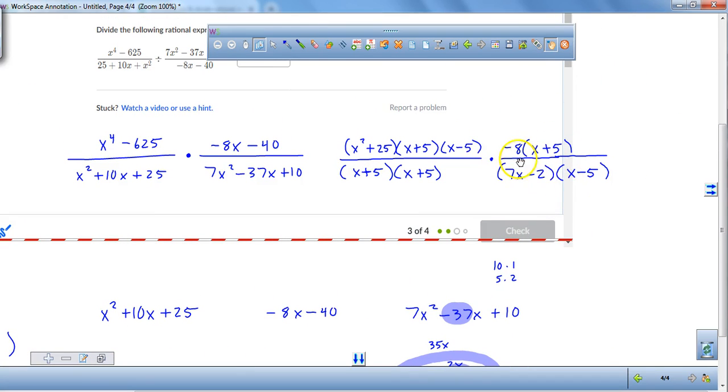So here we go. Now we're going to do a little canceling out of common factors. So there's a common factor. There's a common factor. There's a common factor.